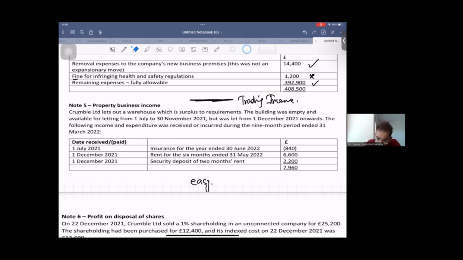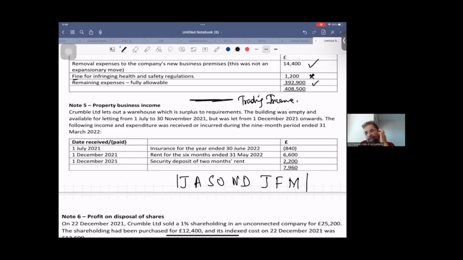Just write your accounting period. I have already told you in this question, the accounting period is 9 months: July, August, September, October, November, December, January, February, and March. Accounting period is July to March.